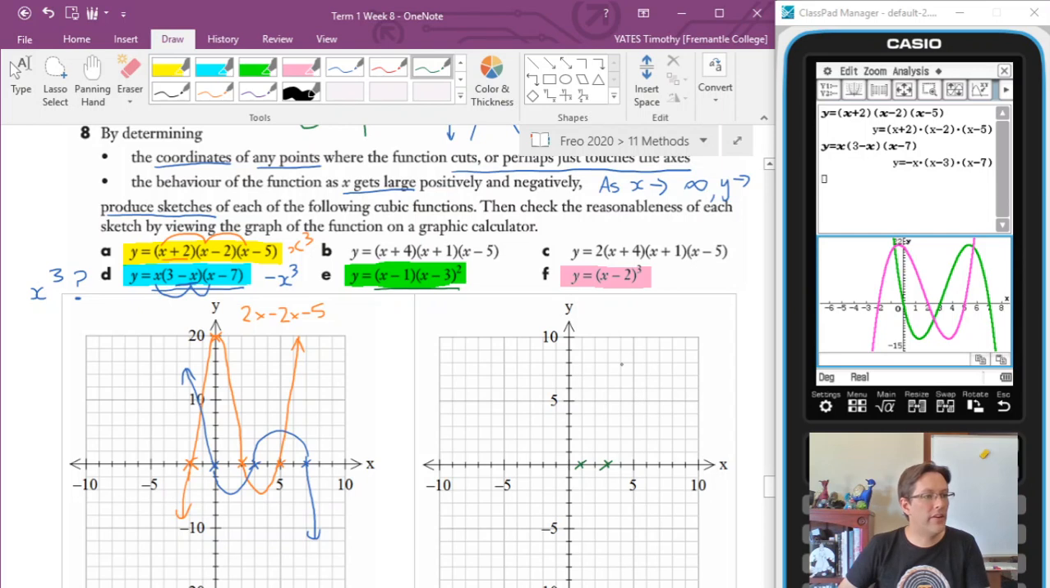We expect it to get very large as x gets very large, and we expect for y to get very negative, large negatively, as x goes negative. Let's get that line sort of there. So we expect it to do something like that. But what is this going to look like?